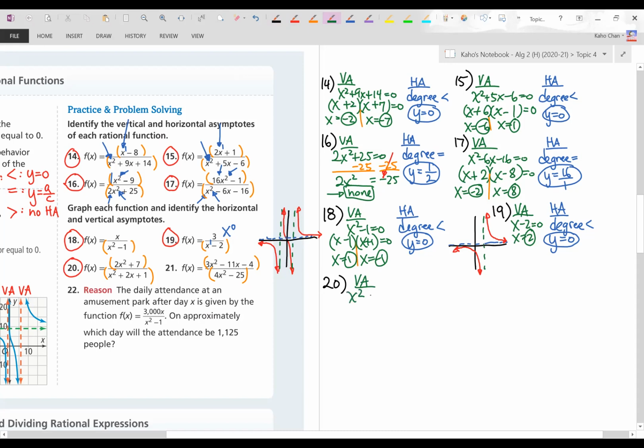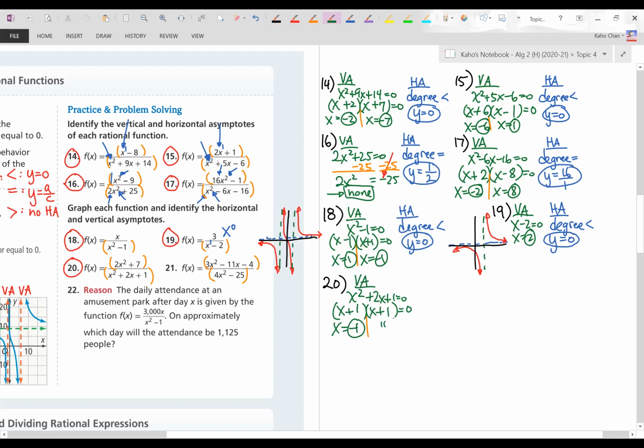Ooh, look at number 20's denominator. Look kind of familiar? That's a PST, perfect square trinomial. X equals -1 is my answer for my vertical asymptote. It's actually true for both of them.